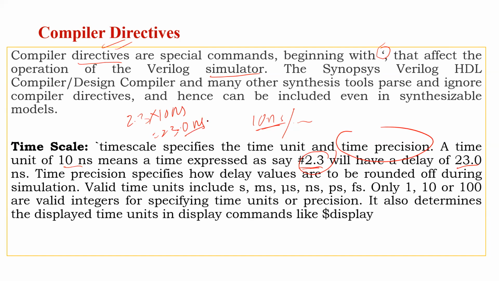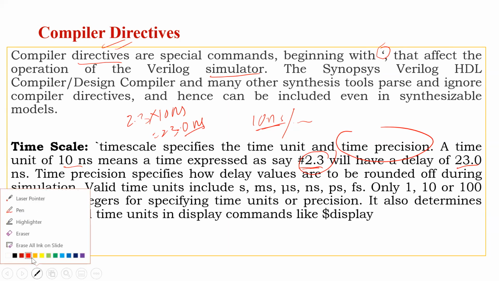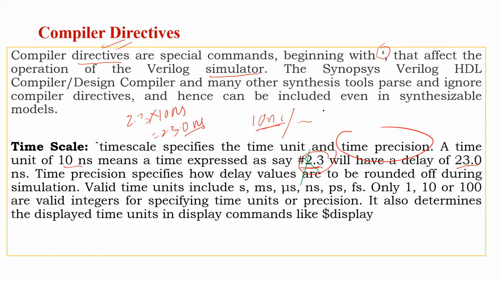Suppose in place of 2.3 you have #5, then the delay will be how much? 5 into 10 nanoseconds is equal to 50 nanoseconds. That is the time unit. Time precision is the rounding of the delay values, that is, how they are rounded off during simulation.